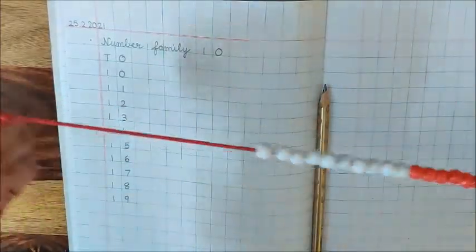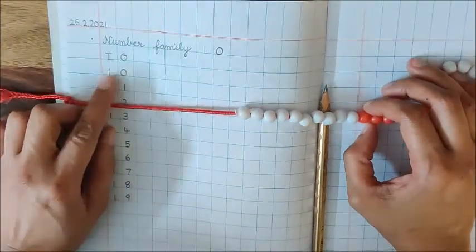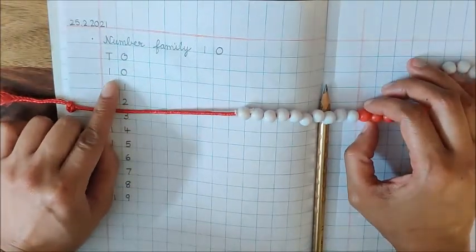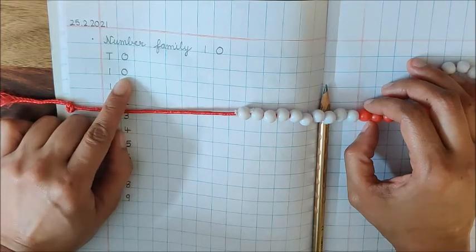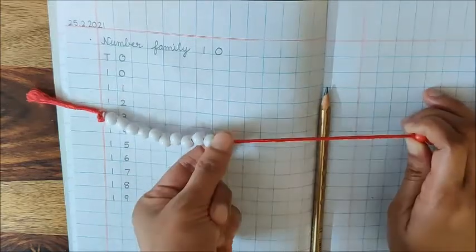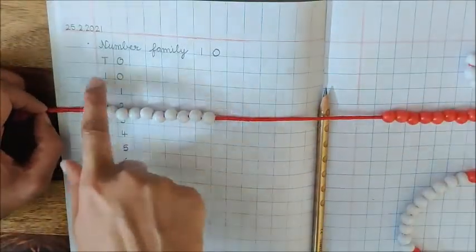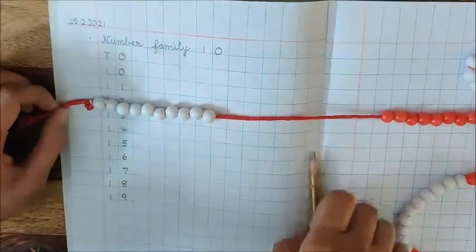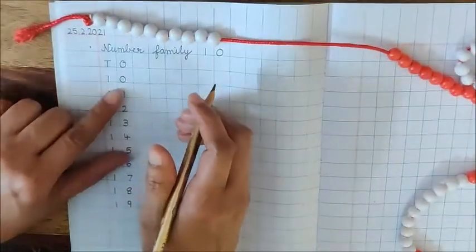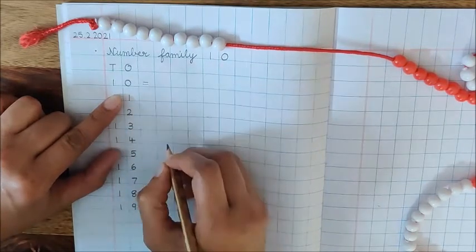Push all the beads back. How will you make number 10? How many tens and ones in number 10? 1 ten and 0 ones is number 10. So take out 1 ten and 0 ones is number 10. So write here children, after this 10, put equal to in this box.